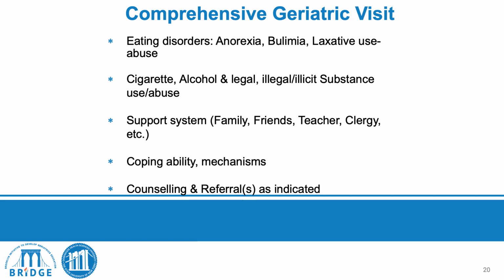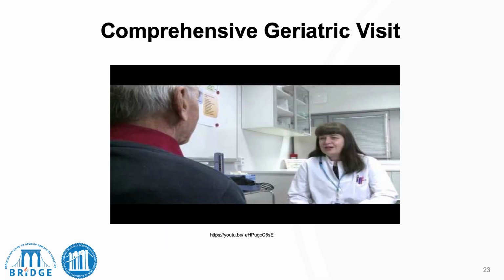Support system, which includes family, friends, teachers, clergy, whoever is there for you. I have patients whose healthcare proxy and support is their neighbor, and I think that is very amazing of the neighbor. Coping ability and mechanism, counseling and referral as indicated, most important. I have a brief video that I'm going to play about a comprehensive geriatric assessment.